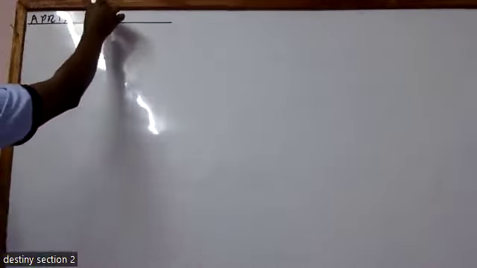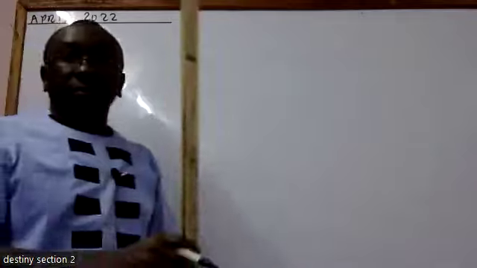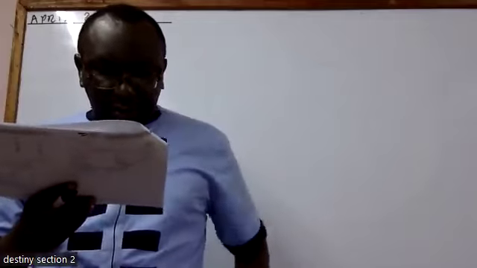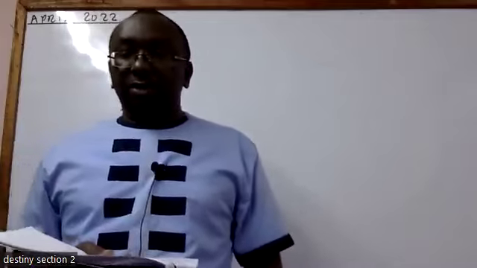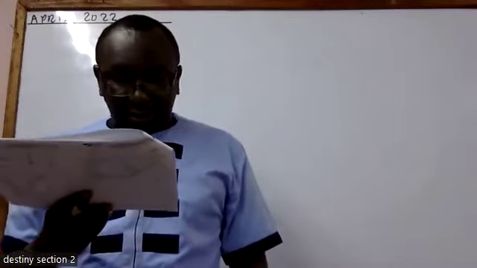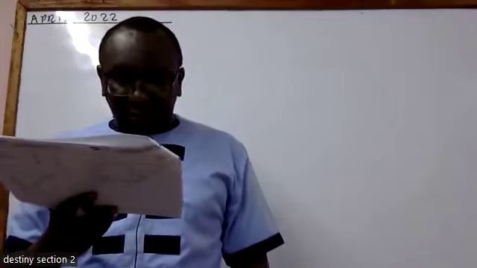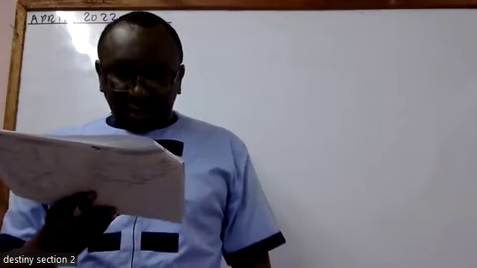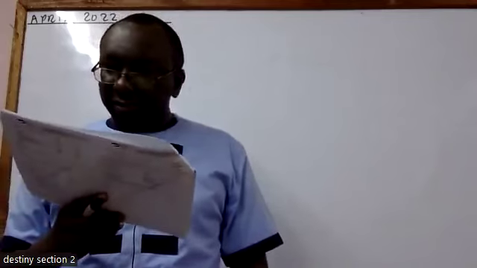Dealing with April 2022. The question reads, we are beginning with question 2 because we had done question 1. Jabbo Limited manufactures bracelets for export trade. The sales revenue is dependent on the level of advertising expenditure per month. So we have the advertising and the sales.